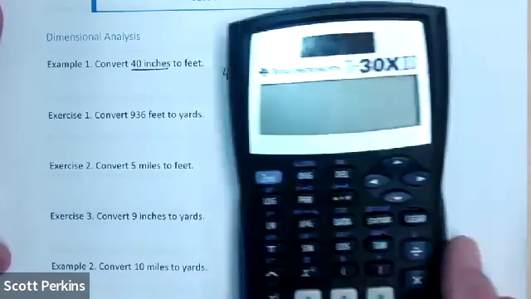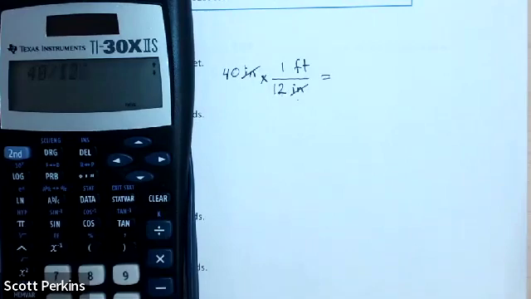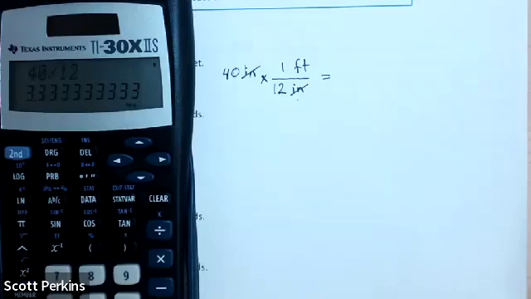Here's my good friend, the calculator. And so I'm going to take 40 and divide by 12. If I need to round, always make sure to follow instructions when you're doing your homework. And so this is 3.33333. I'm just going to round to the tenths place because I didn't give us any instruction to do otherwise.